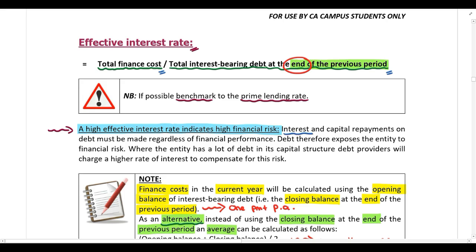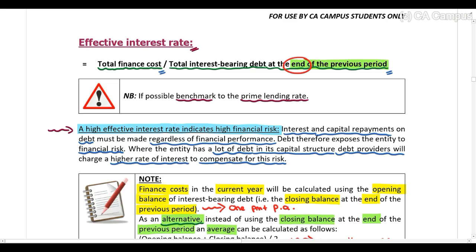Remember, guys, interest and capital repayments on debt must be made regardless of financial performance. So even if a company has a bad year, they still have to pay the interest and capital on debt. So this exposes the company to financial risk. So if a company has a lot of debt in its capital structure, the debt providers will be exposed to more risk, because there's a risk that the company won't be able to meet the interest and capital repayments. And because the debt provider is exposed to more risk, remember the relationship between risk and return, they are going to charge a higher rate of interest to compensate them for this risk.